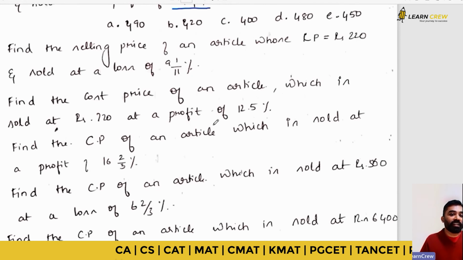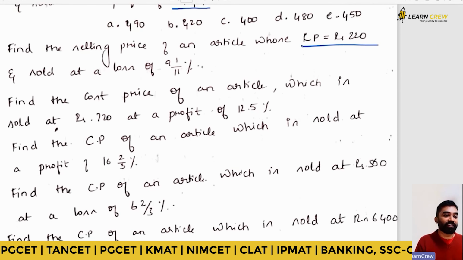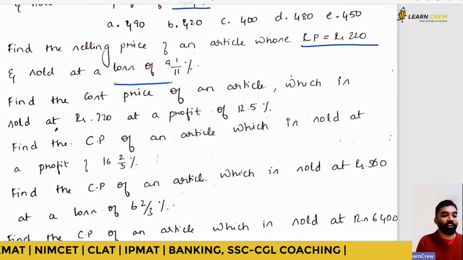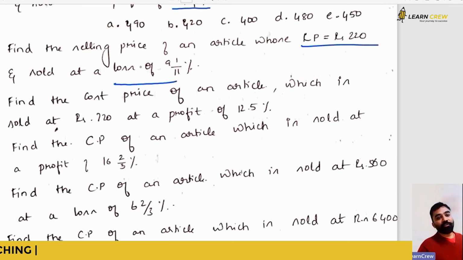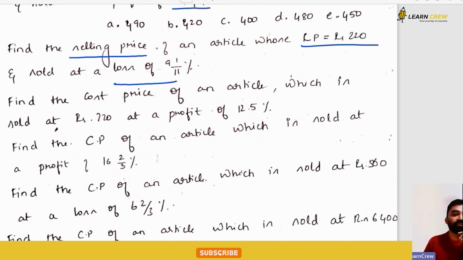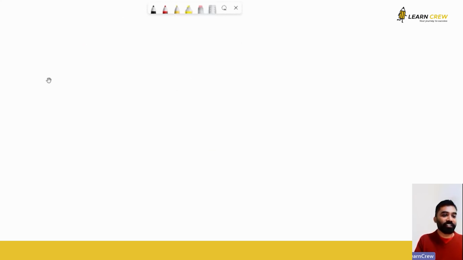Find the selling price of an article whose cost price is rupees 220. Quick, I want this answer within like 30 seconds. Okay. And loss of 1 by 11%. Here it is a loss. Until now you were doing for profit. Now it is a loss percent. Same method. You need to find the selling price of the article. Until 7, all solve it. I need all the answers until 7. Quick. Everything is same. If you are still finding it difficult, all see for third and fourth.